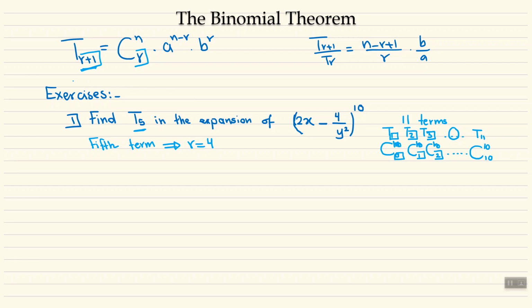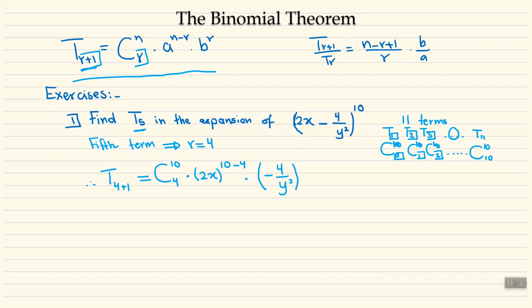If R is equal to 4, we can simply use this formula easily. So therefore, T R plus 1 equals combination N R multiplied by A, the first term. So the first term is 2x to the power of N minus R times B. B is the second term with its sign. So minus 4 over y squared to the power of R, which is 4. So this is going to be T5. If we solve this one now in front of us, we will simply find the value of T5.